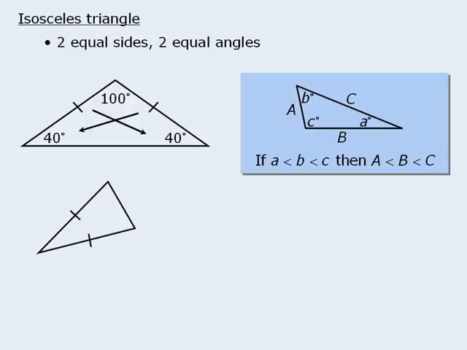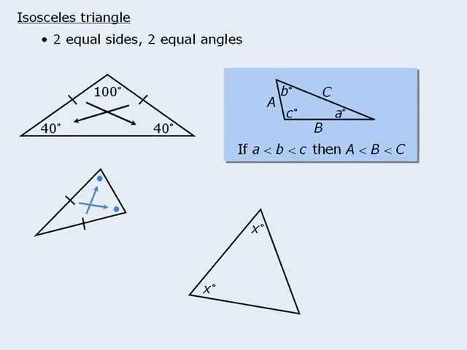This isosceles triangle has two equal sides, so which two angles must be equal? Well, the two angles that are opposite the two equal sides must be equal, so we will denote this as follows. What about this isosceles triangle? Here we are told which two angles are equal, and we must determine which two sides are equal. Well, the two sides that are opposite the two equal angles must be equal, so we will denote this as follows.